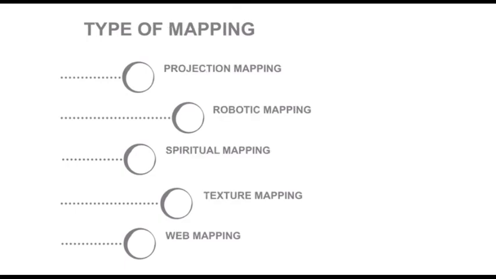Next is projection mapping. The projection of videos on the surface of objects with irregular shapes. Robotic mapping, the creation of use of maps by robots. Spiritual mapping is the practice of some religions.